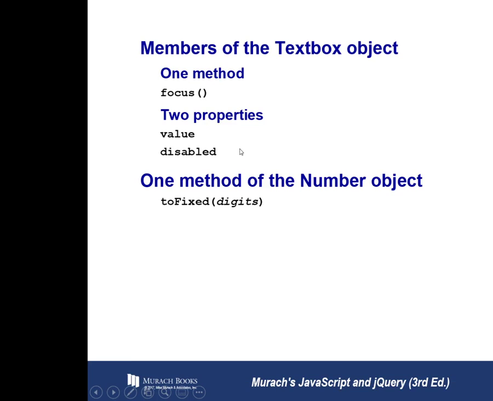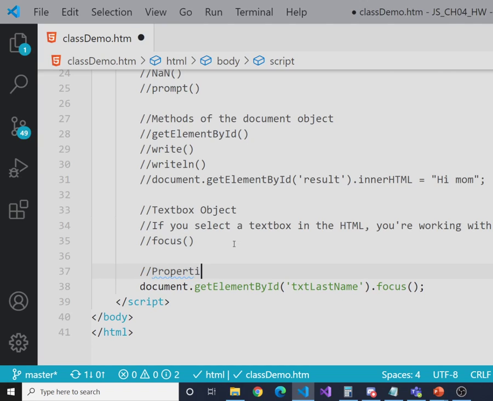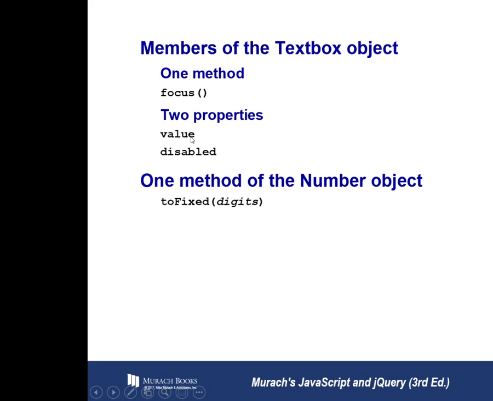Now there are also properties. We have not talked about any properties yet, but we've used them. The value is a property. Now look, focus is a method. It has parentheses. Properties have no parentheses. That's the easiest way to remember the difference.